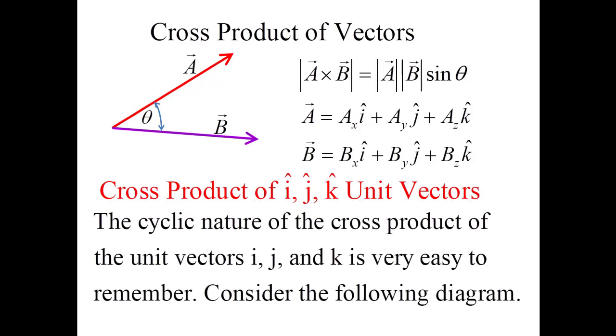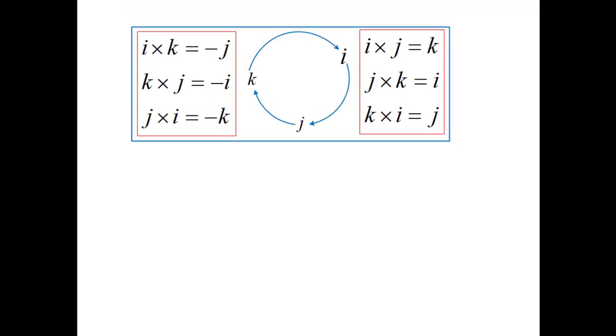So the cyclic nature of these cross products helps us to easily recognize the pattern, and it goes like this. If we write this cyclic i, j, k, then i cross j becomes k, j cross k becomes i. If we follow the direction of the path, j cross k will be i, k cross i will be j. But if you reverse the direction, it becomes negative. That is, i cross k is equal to minus j, j cross i is equal to minus k, or k cross j is equal to minus i.